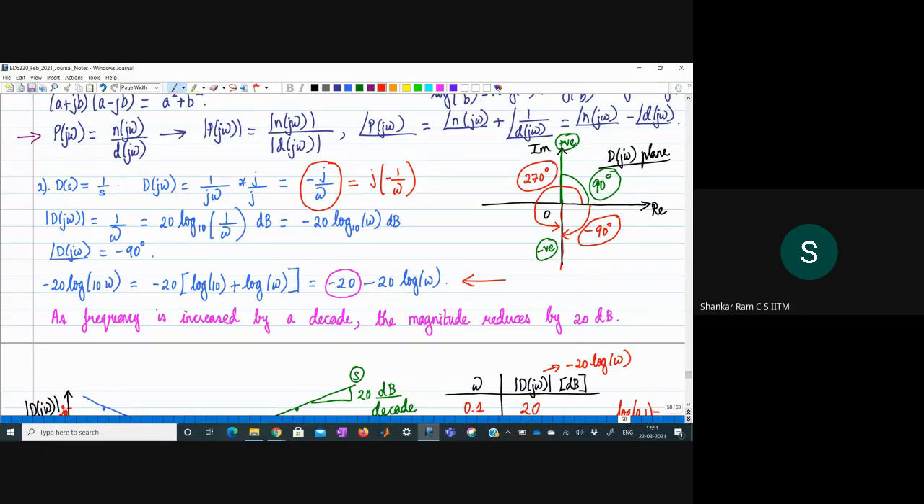Similarly, if we have the factor s, the point will lie on the positive imaginary axis for all omega. Then why do we take it as plus 90 degrees? Why not minus 270 degrees? We will find the answer as we go along. There is a physical connotation to that, which we will discuss maybe 2 to 3 lectures down the line.